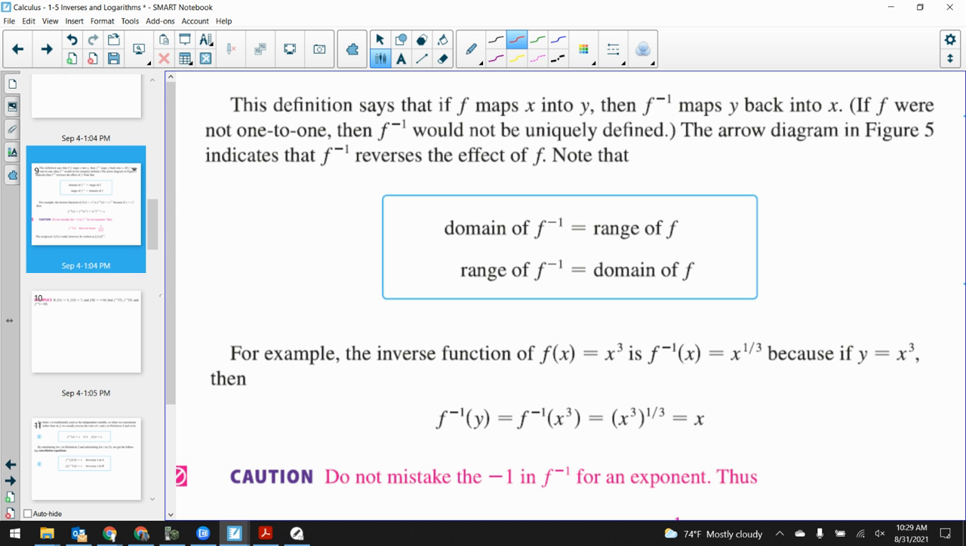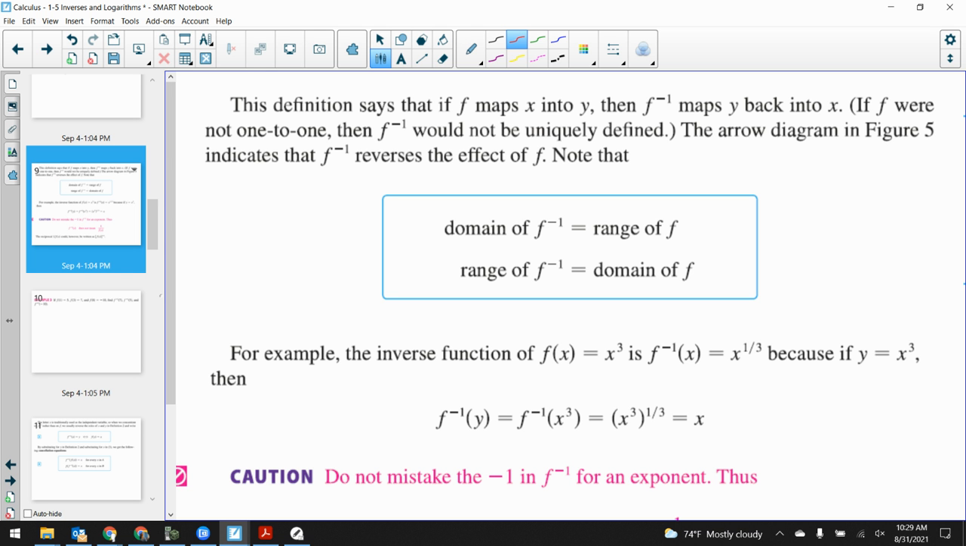The definition says that if f maps x into y, then f inverse maps y back onto x. Inputs relate directly to outputs. And if we talk about inverses, the output of the regular function is the input of the inverse. Okay? If f were not one-to-one, then f inverse would not be uniquely defined. The arrow diagram that we had seen indicates that f inverse reverses the effect of f. So basically, this is going to happen.